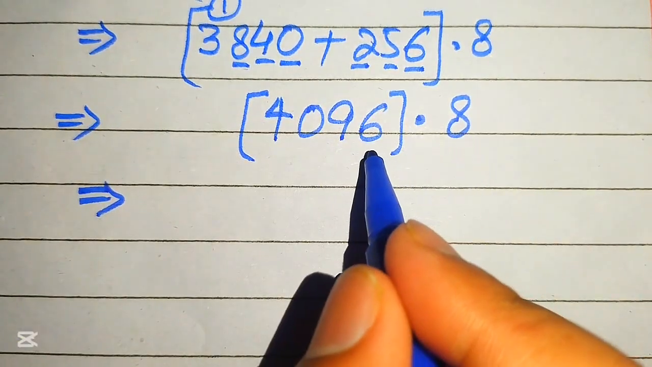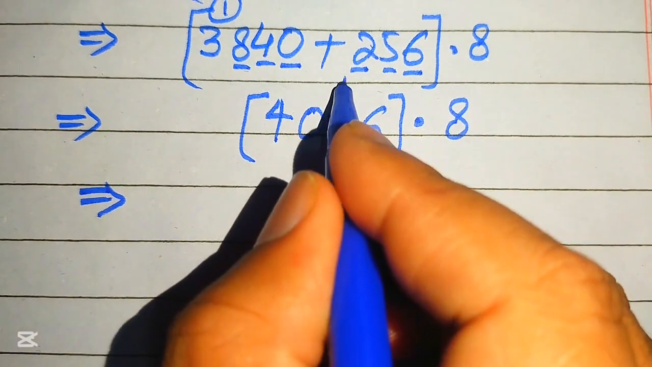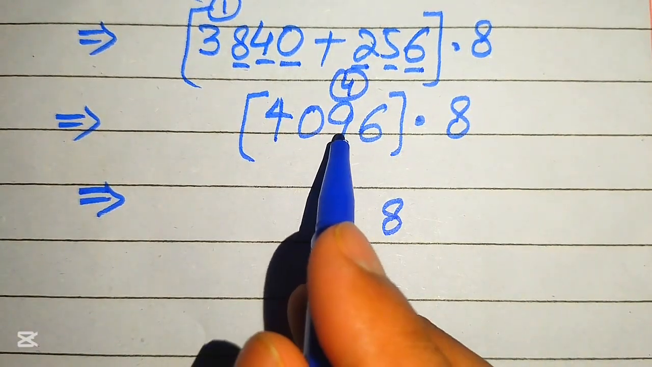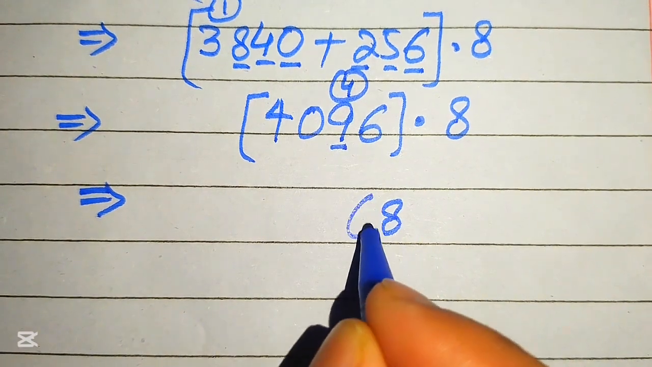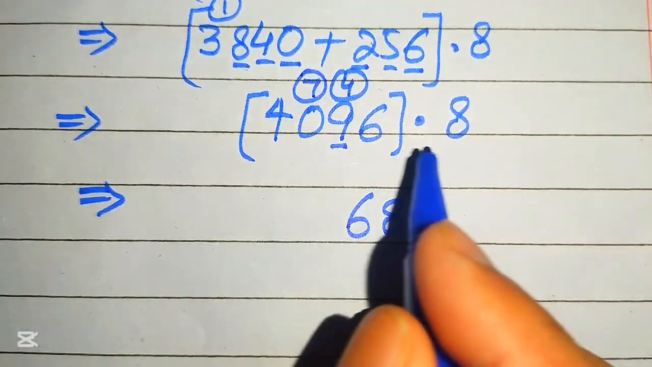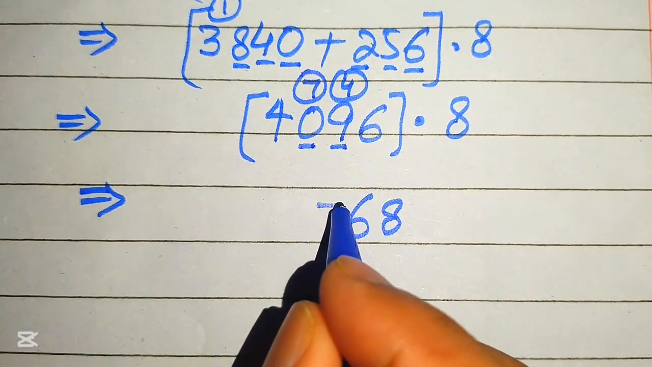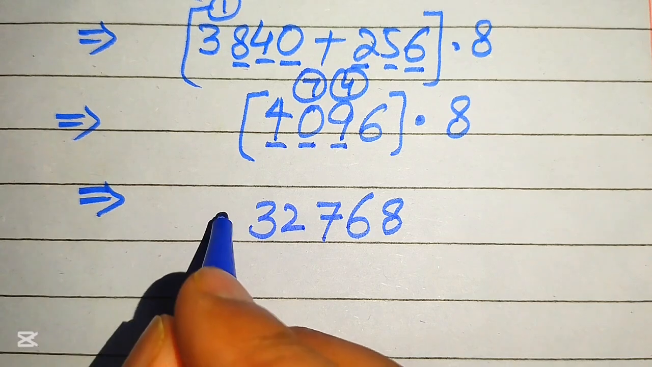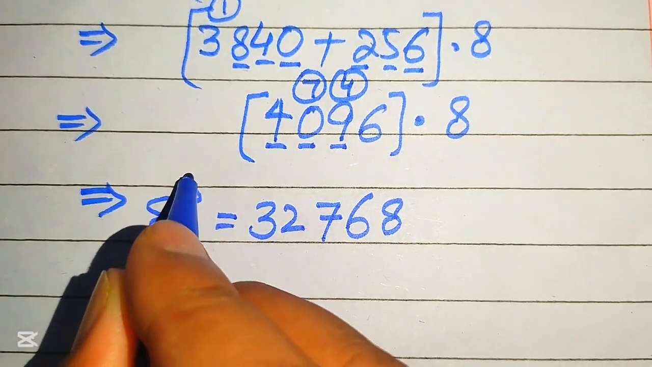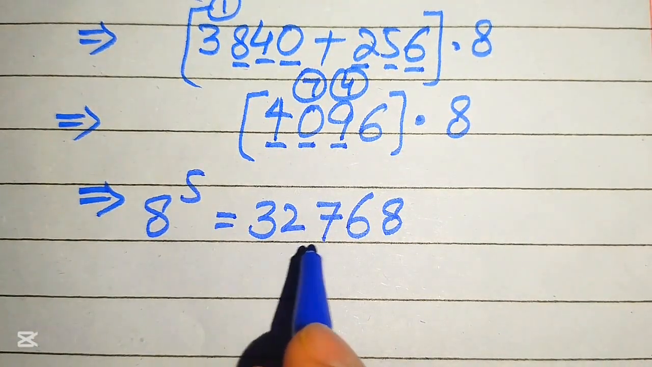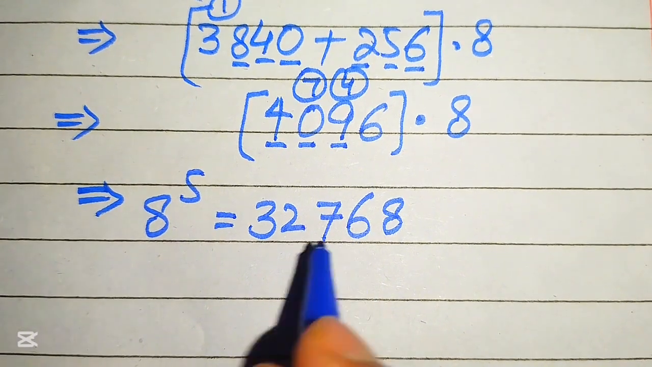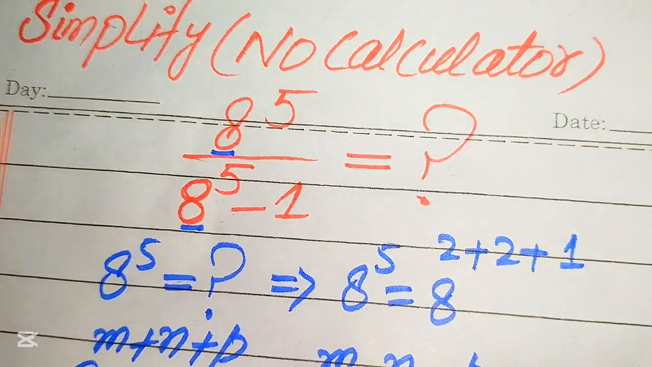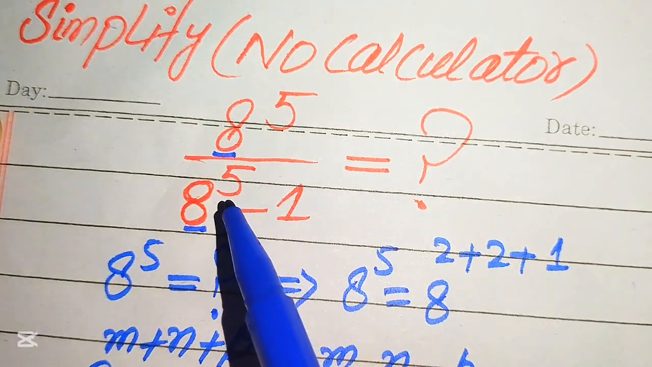You see, 8 sixes are 48. We write 8 and carry 4. 8 nines are 72, 72 plus 4 becomes 76. We write 6 and carry 7. 8 zeros are 0, 0 plus 7 becomes 7, and 8 fours are 32. So finally we get 8 to the power of 5 is equal to 32,768. Now we move backward and put this value of 8 to the power of 5 in the upside as well as the downside.